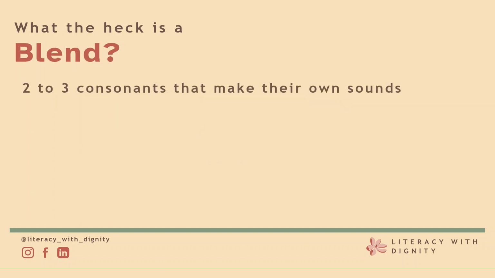Now, what the heck is a blend? A blend is when you have 2 to 3 consonants that each make their own sounds instead of teaming up with other consonants to make one sound. So BL and ND, as in the word blend, that's an easy way to remember it, are both blends. BL, you say b, l, and ND, you say n, d, as in blend. Similarly, you can have STR, CT, as in strict. That word has 6 letters and 6 sounds because it's all blends.